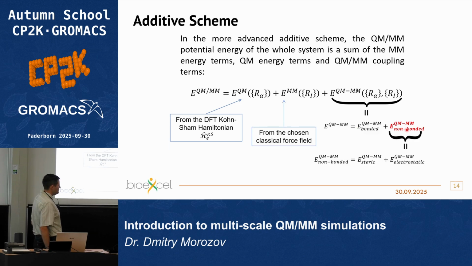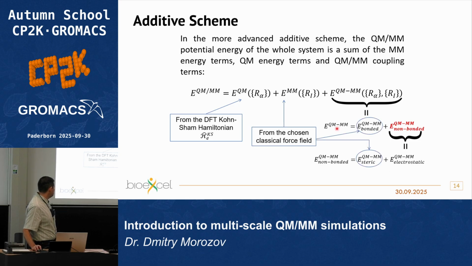The bonded terms need to be calculated only if you have a bond breaking between the QM and the MM part, because you break the bond on the boundary between the systems. And non-bonded interactions, in that case, take into account two parts. First is again the steric Lennard-Jones interactions between your QM atoms and the MM atoms, and then the electrostatic interaction.